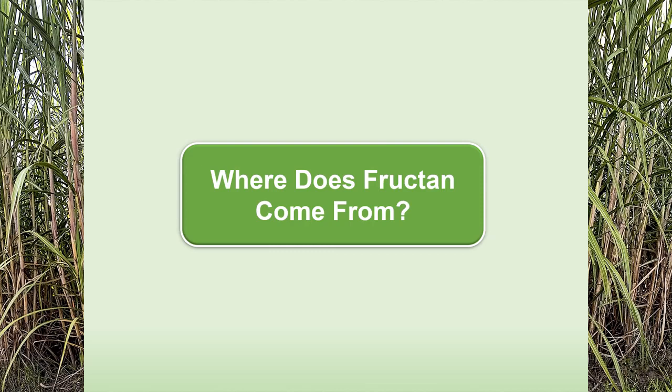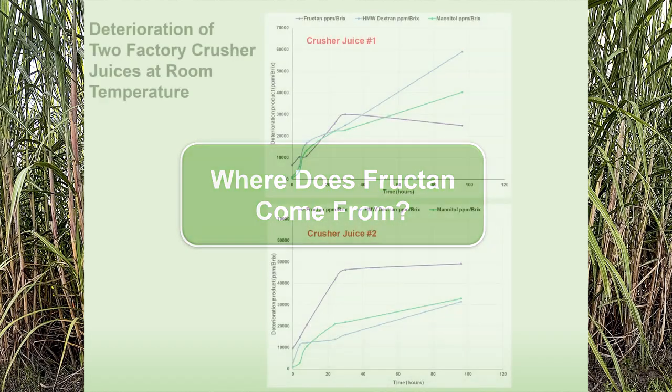So where does this fructan come from? Most plants that store energy as starch do not store energy as fructan. So it's most likely that it's not in the sugarcane plant. It's probably come from microbial deterioration. So that was the most plausible explanation, and that's the one we looked at first.